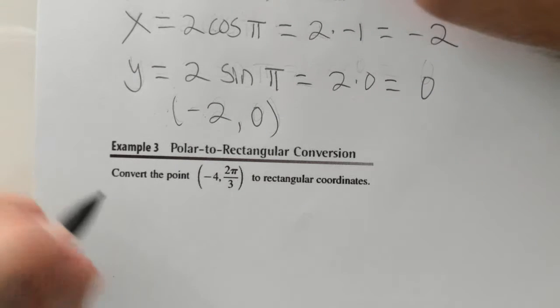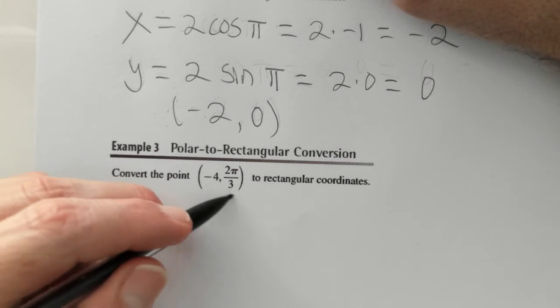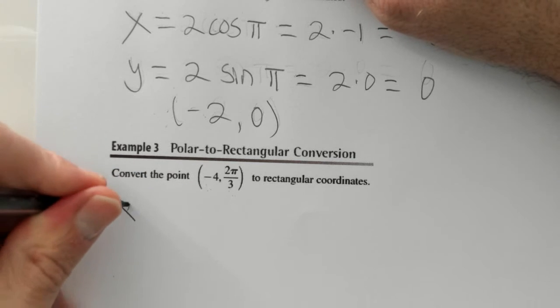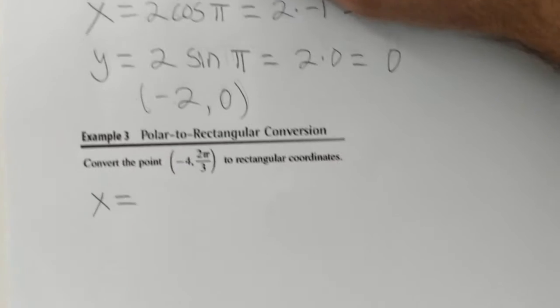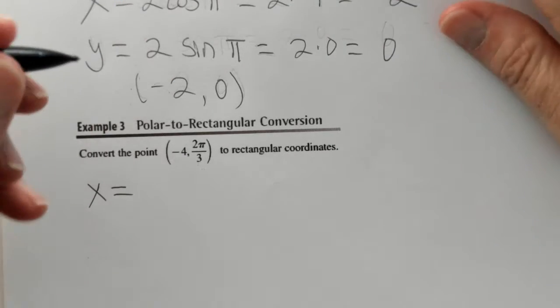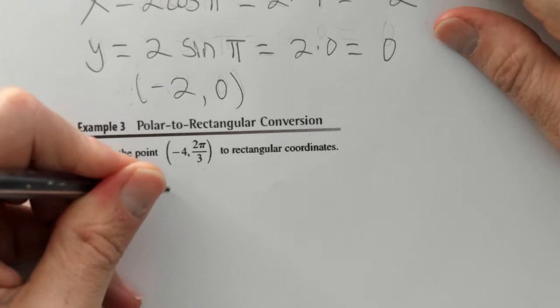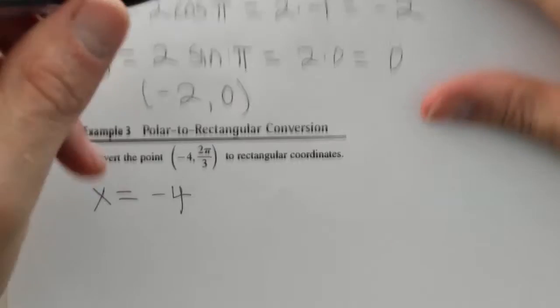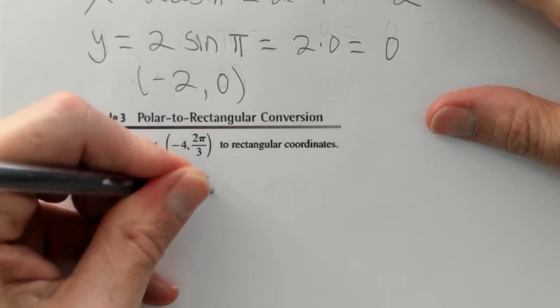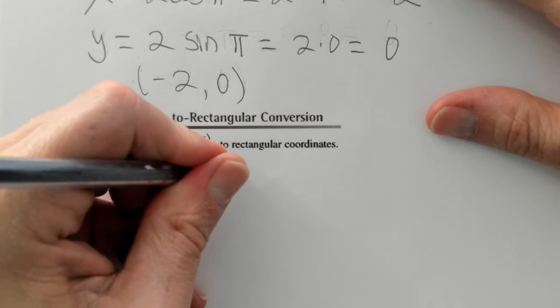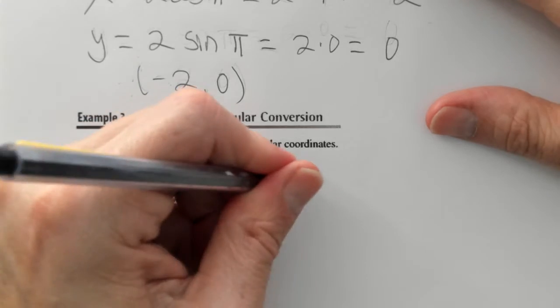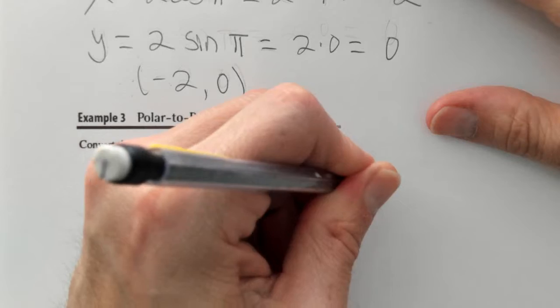All right. Another one. So let's say this time we're going to convert this polar coordinate to a rectangular coordinate, -4 comma 2 pi over 3. Again, we'll start with the x, and we'll use the radius first, -4. Once again, following this formula, that will be cosine of the angle, which is 2 pi over 3. So that's going to be -4 times.